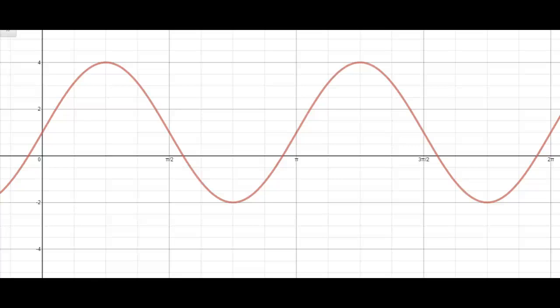Okay, so today we want to look at graphs of sinusoidal functions, right? And we kind of looked at that yesterday. Now we want to go over some characteristics of it. Okay, so we'll take a look at these characteristics.